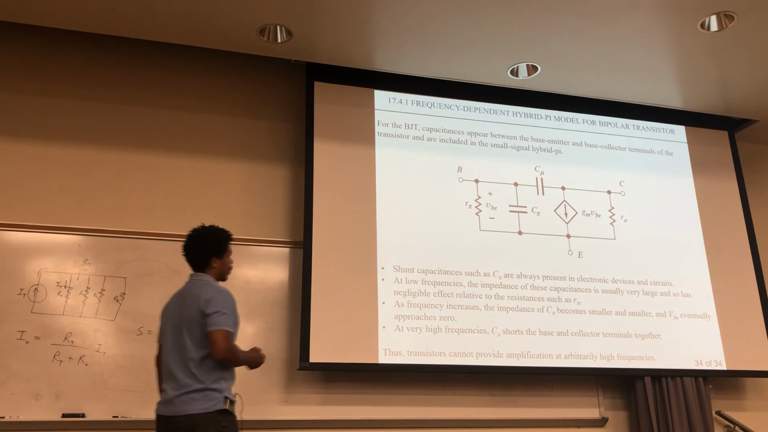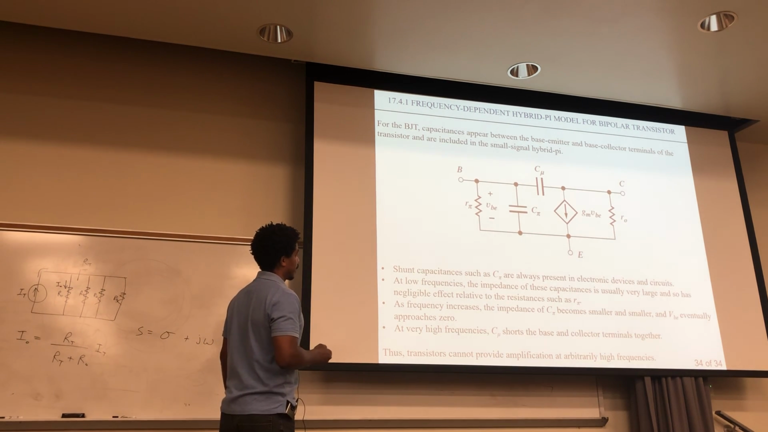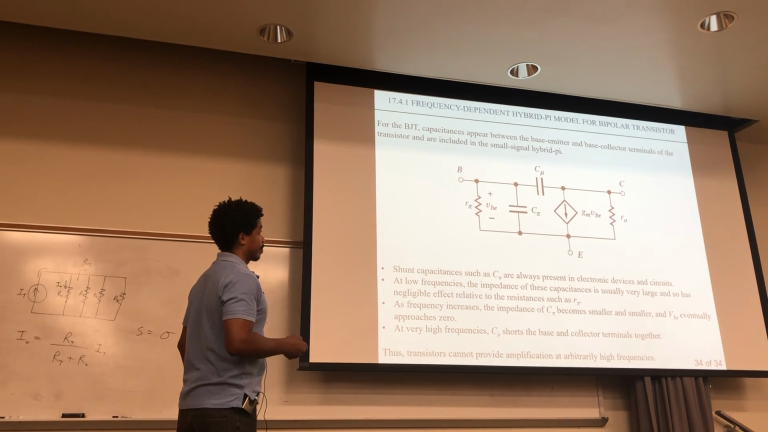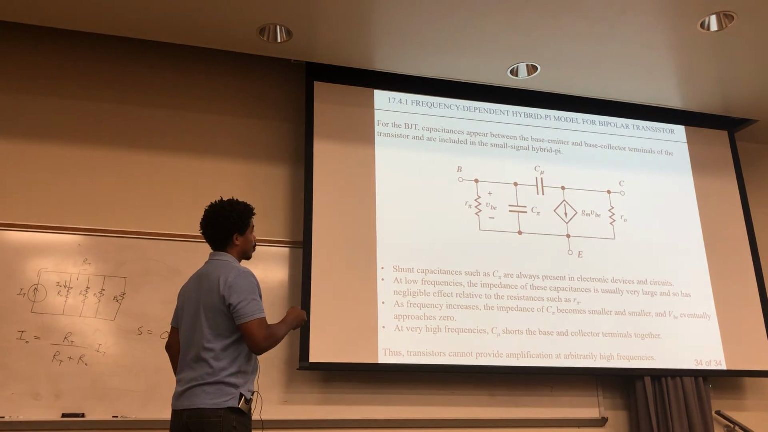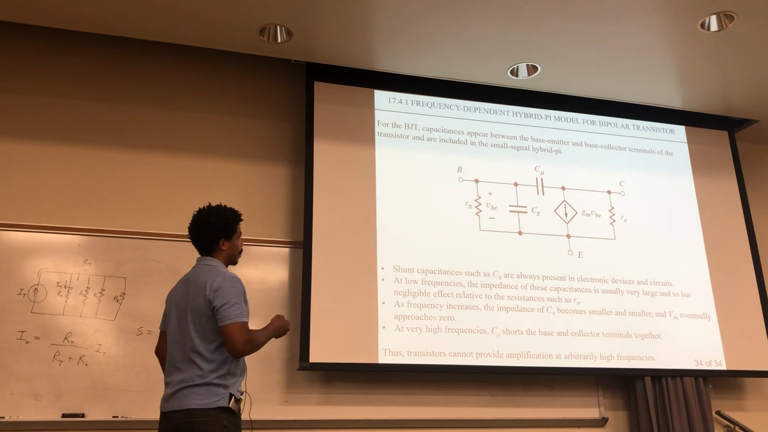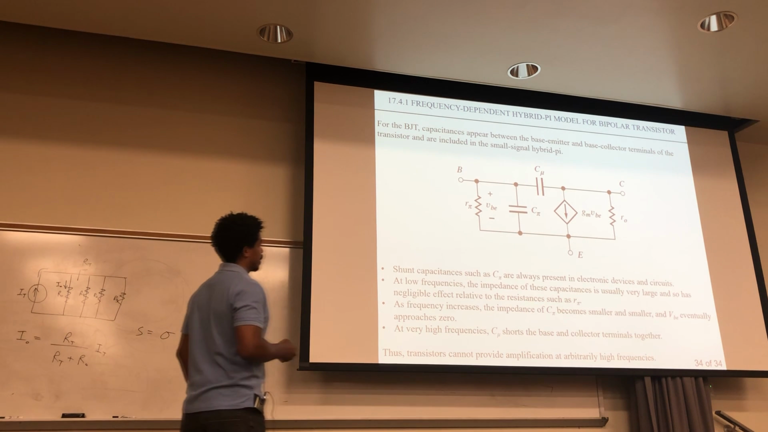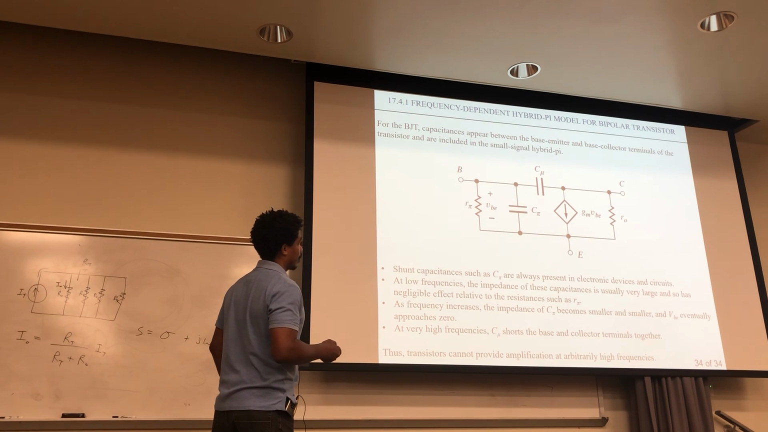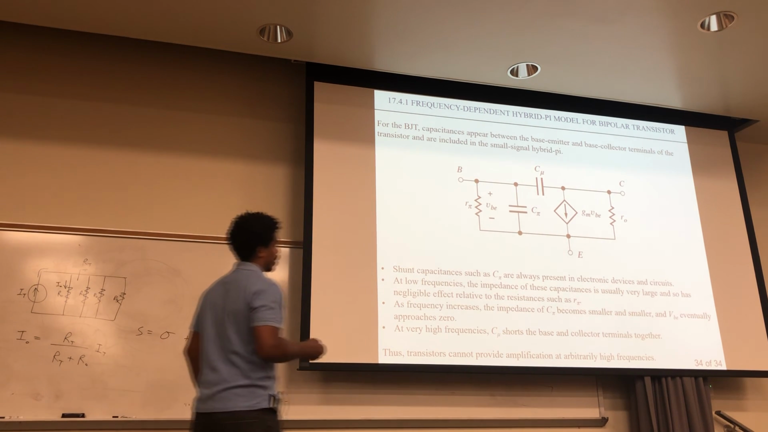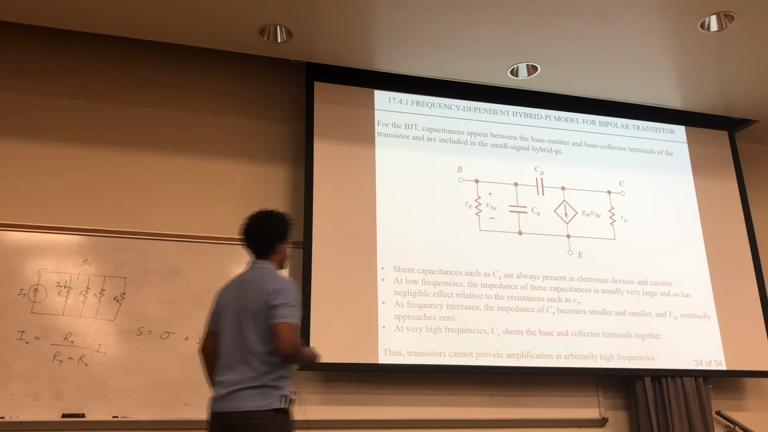So here are the things right here. The shunt capacitances, such as the C pi, are always present. They appear when you have high frequencies. If you have low frequencies, you can ignore them. At low frequencies, the impedance of these capacitors is usually very large, and so has a negligible effect relative to the resistance R pi, and that's why you can ignore them.